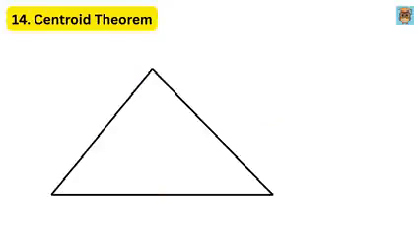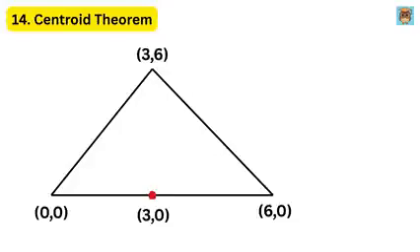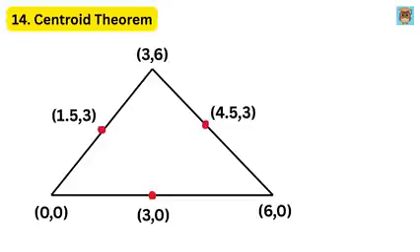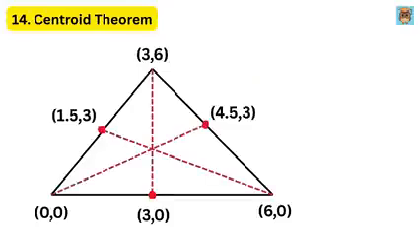Consider a triangle with vertices at (0, 0), (6, 0), and (3, 6). The midpoints of its sides are: this will be (3, 0), this will be ((6 + 3)/2, (6 + 0)/2), or (4.5, 3), and similarly, this will be (1.5, 3). If you draw medians from each vertex to the opposite midpoint, all 3 will meet at a single point, the centroid, which is located at (3, 2).